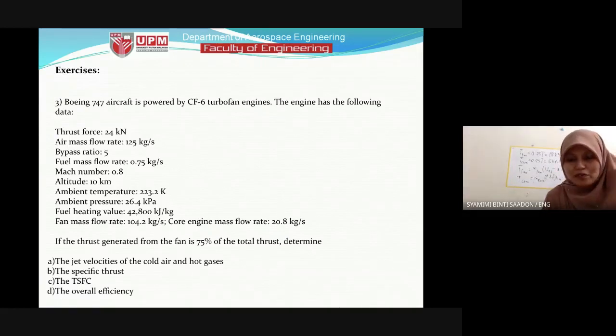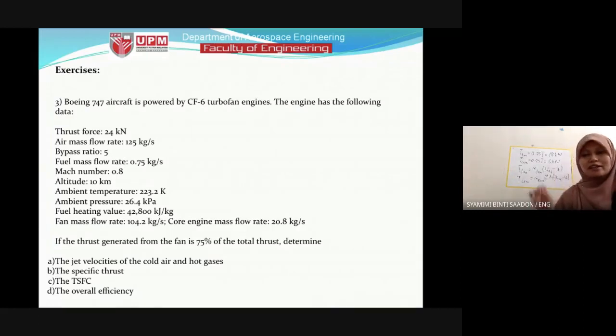Okay, so how much for UEC or UEH? Okay, 503. Around that, 503, 510. Okay, and then for the next, B and C, the specific thrust and TSFC is direct.